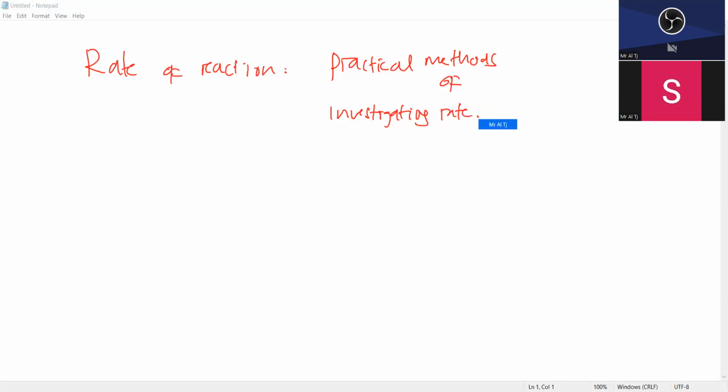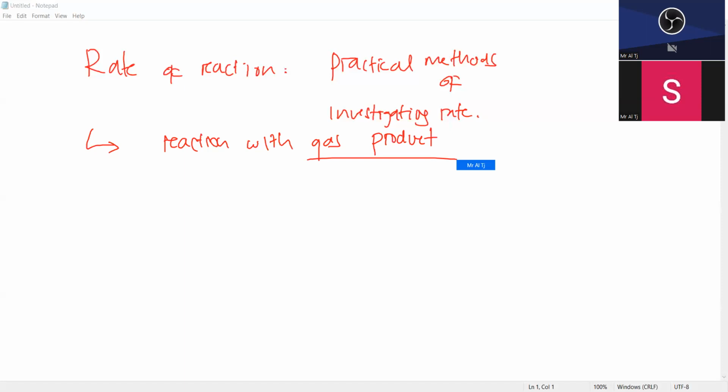Now, how we can investigate rate here depends on the nature of the reactions. In order to be able to check the rate, we need to have something measurable. So in this case, we are doing the simple case of a reaction with formation of gas. The presence of the gas product makes the measurement of reaction easy and quite straightforward.